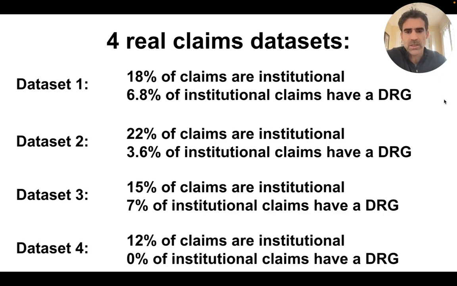And in a fourth data set, 12% of the claims are institutional, and 0% of the institutional claims have a DRG. This is actually because this data set did not have the DRG field populated at all. This unfortunately happens sometimes, that you get access to a claims data set where a key data element for analytics is not populated. But you can see here in the fields in red, these are actual prevalence rates of DRG within institutional claims. So that gives a sense of how often DRG can be populated in institutional claims.